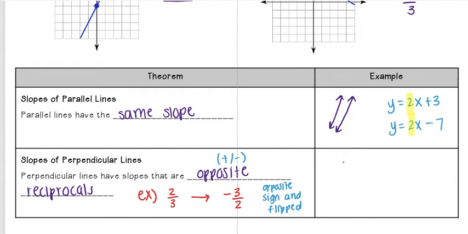So when looking at a picture, perpendicular lines intersect at a 90-degree angle. So they look like that. And then if I were to have an equation, let's say, just using that same example, one would have a slope of 2/3 x, while the other would have the slope of the opposite reciprocal. So I flip it, 3/2, and then the opposite sign. And so those would be perpendicular lines.